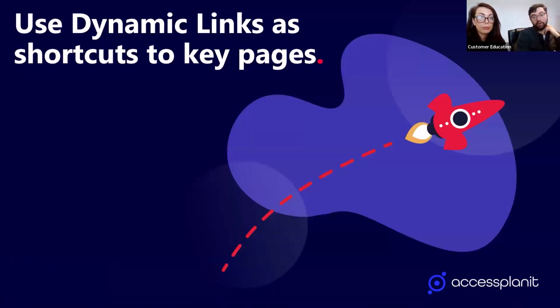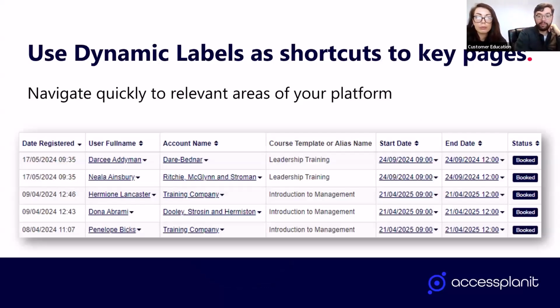So next, we're going to look at dynamic labels. Dynamic labels are the links in your data grid that you can use to jump to another area of the platform quickly. These can be identified easily by the blue underlined text.